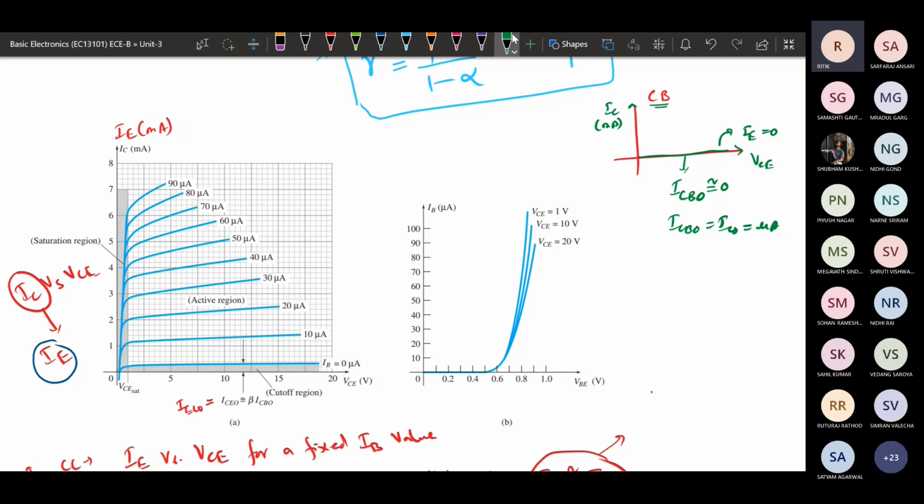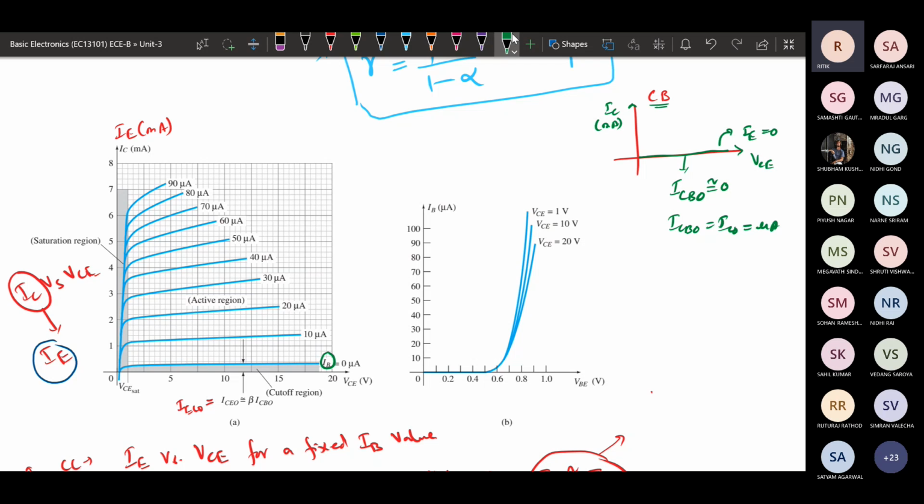But in case of common emitter and common collector, there will be some current flowing even if IB, that is the input current, is zero. Some leakage current will be flowing, and that leakage current will be a significant value, not equal to zero. It is beta times this value. Beta is more than 100, around 100, so 100 times ICO will be there. So there will be some leakage current.